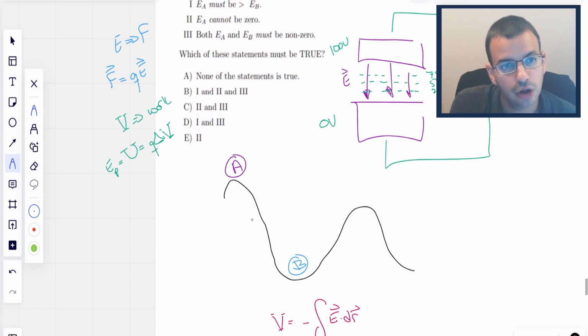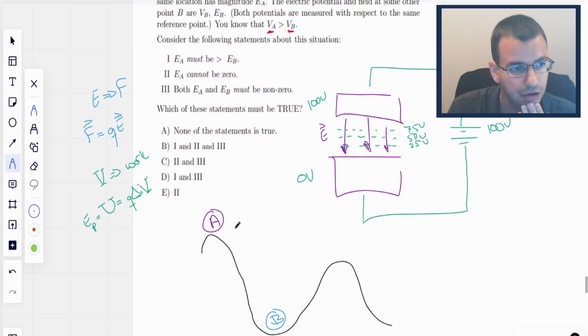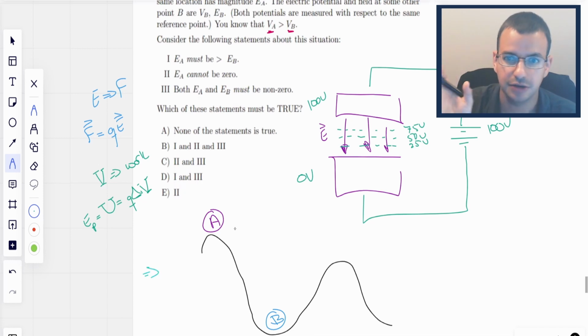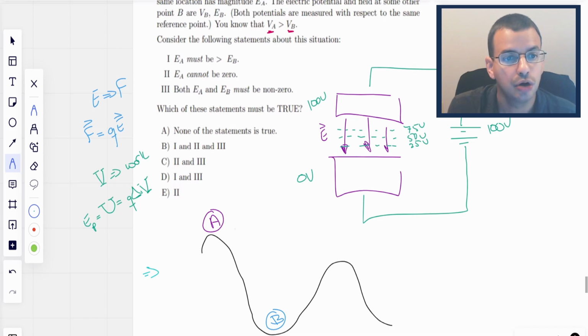And so all that V_A greater than V_B tells us is that ball A is higher than ball B. That's all that tells us, and everything else is just fluff to give you the scenario, nuance and detail so you can draw the scenario correctly. So we're going to use this version right here because it's going to be easier to visualize. Now we're going to look at: electric field at A must be greater than electric field at B. What that says is the slope of the hill at point A must be greater than the slope of the hill at point B.